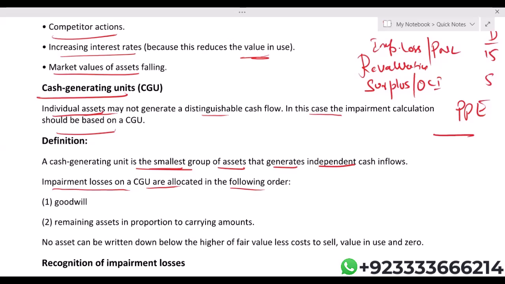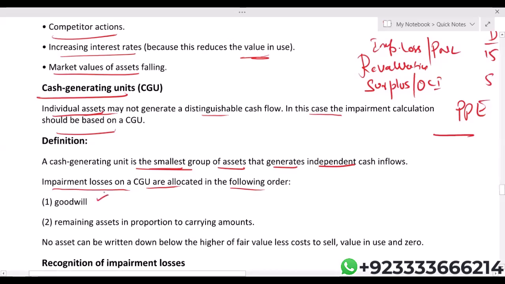After that, it's going to be goodwill. And which goodwill? Obviously, purchased goodwill. Internally generated goodwill cannot be recognized within the books because it is against IAS 38. So here, when we are saying goodwill, it means we are talking about purchased goodwill.